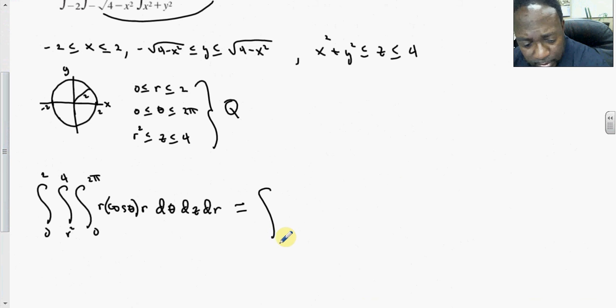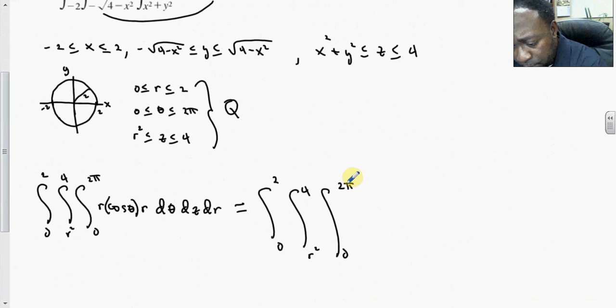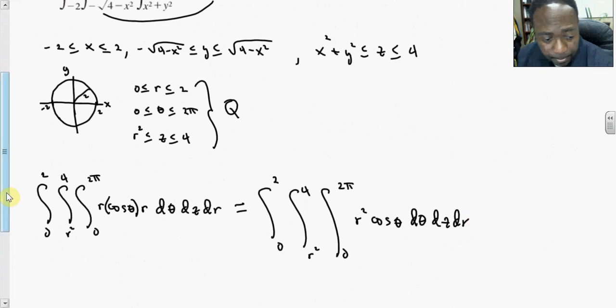So let's write this. This is the integral from 0 to 2, the integral from r squared to 4, the integral from 0 to 2 pi. This is r squared times cosine theta, d theta, dz, dr.